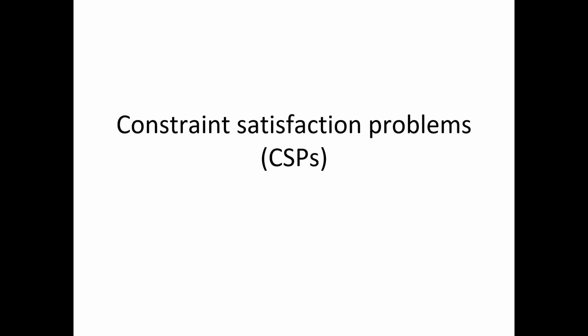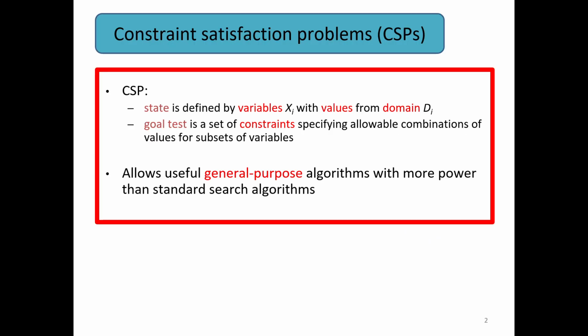In this video, we are going to see about constraint satisfaction problems in AI. What is a CSP? Here, the states are defined by variables like x1, x2, x3 and their own values from the domain D. Whether we reach the solution or not will be decided by the goal test with a set of constraints.